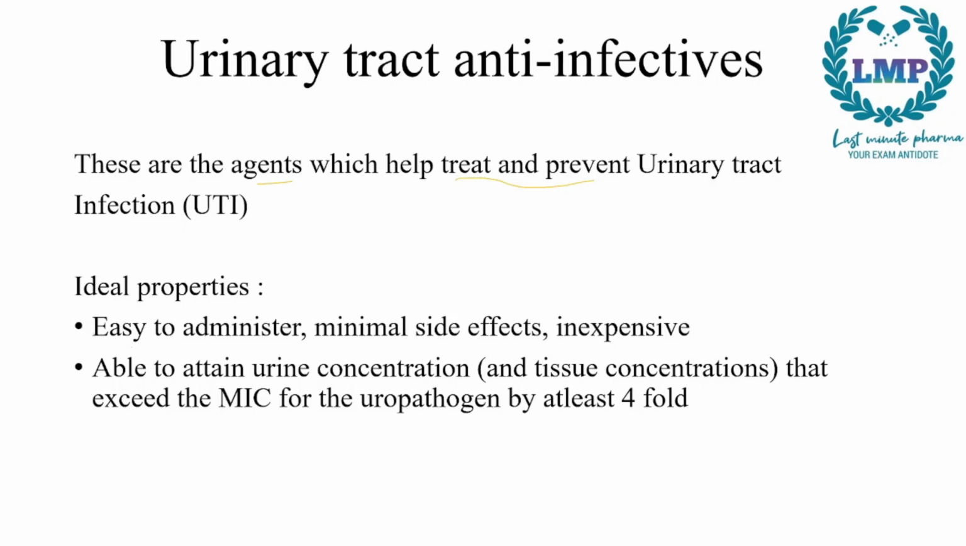Now, what should be the ideal properties of any urinary tract anti-infective? They should be easy to administer, they should have minimal side effects, and they should be inexpensive. They also should be able to attain urine concentrations and tissue concentration. Now urine concentration if the lumen of the urinary tract is affected, and tissue concentrations if the kidney is affected. That is, it should exceed the MIC, that is the minimum inhibitory concentration for uropathogen, by at least 4 folds.